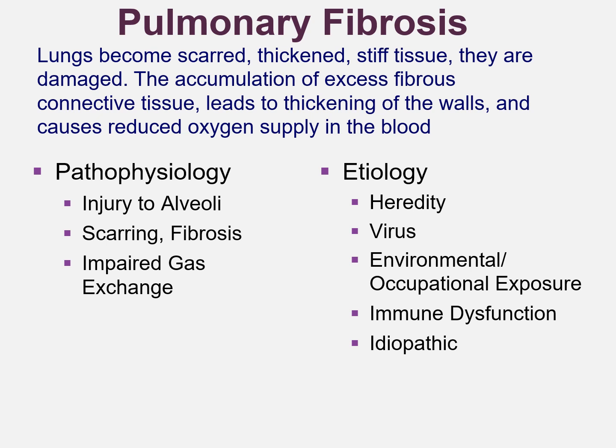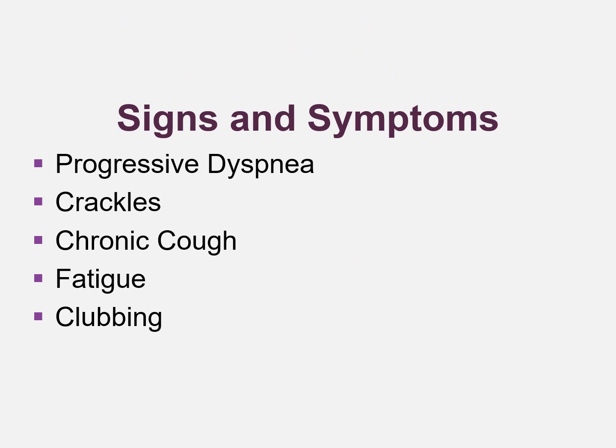This can be caused by a multitude of things. It can be hereditary, viruses, environmental or occupational exposure, immune dysfunctions, idiopathic, or some autoimmune diseases like rheumatoid arthritis, and the patient progressively just becomes shorter and shorter of breath. So these patients are going to have progressive dyspnea, crackles in the lungs, a chronic cough, fatigue, and clubbing.